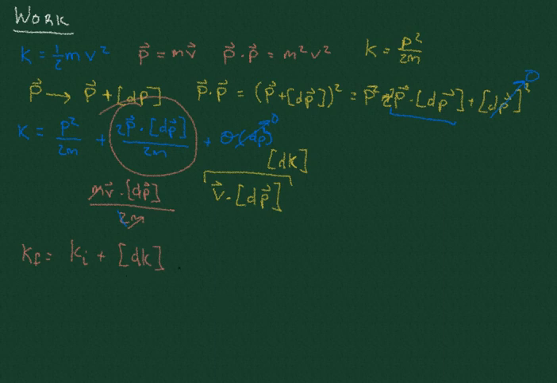Okay? But now if I want to get the total energy, then I need to integrate this. And so if I integrate this, the integral of dk is what we call work. So the final kinetic energy is really just the initial kinetic energy plus the work done to the system. So work is really energy that we're adding to the system. And so we notice that this is just the integral of v dot dp.